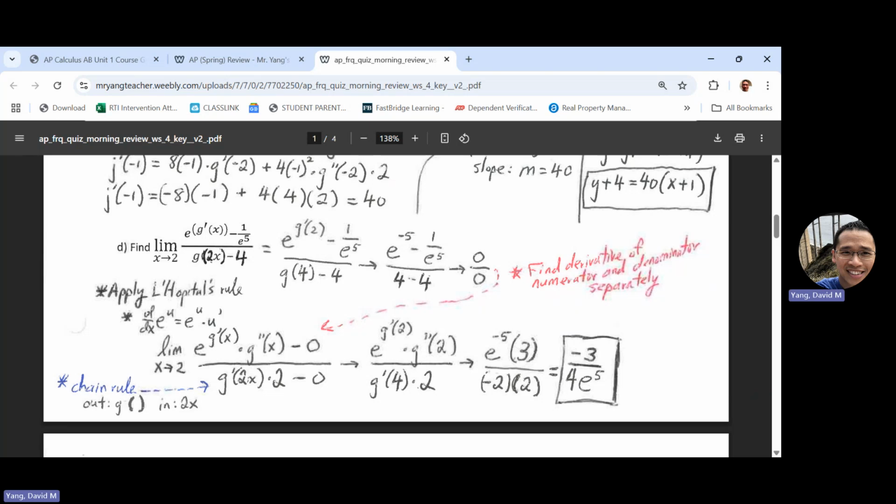So e to the g prime becomes e to the g prime times g double prime, right? We're just following the rule for e to the u times u prime. Denominator g of 2x becomes g prime of 2x times 2. And then 4 goes to 0.